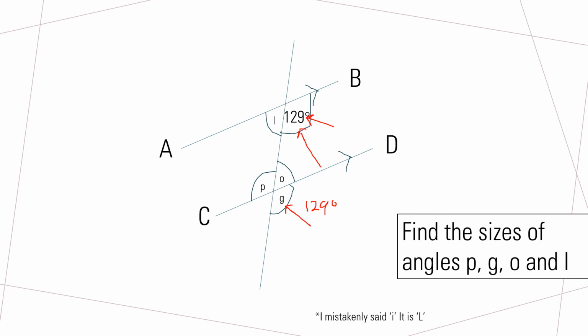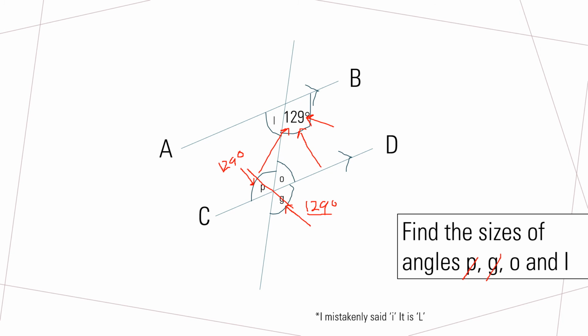So we already find the size of angle G, and also alternate angles are equal as well. So P is also 129 degrees. There are two ways to find P. First, we know that it is the alternate angle of 129, but it is also the vertically opposite angle of G. So it is also the same as G. So we already find G and P.